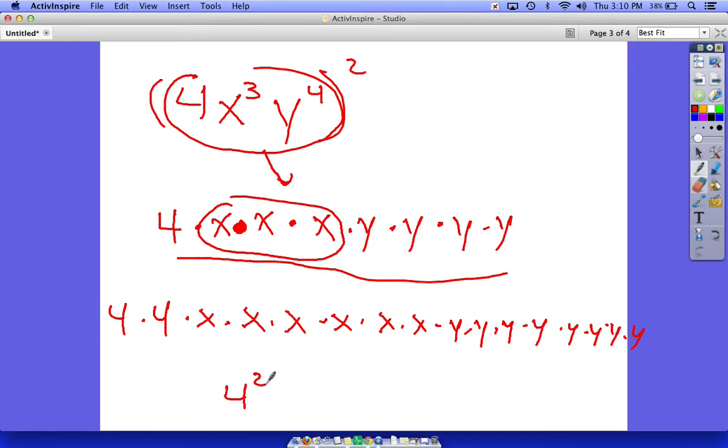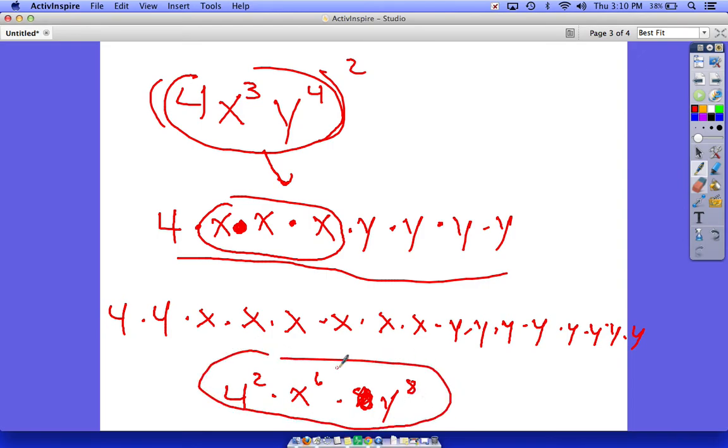So now I just need to kind of simplify this up. So we have 4 to the second power, and if you want to write that as 16, you can, but I'll just keep it as 4 to the second power times 1, 2, 3, 4, 5, 6 x's, so x to the 6th power, times 4, 8 y's. That would be my final answer to that question right here. That would be as simplified as we can get.